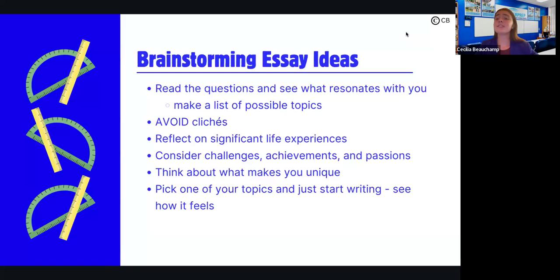Consider challenges, achievements, and passions. One of my friends wrote about dandelions and her gardening experience, and you might say, oh, that sounds boring, but it was such a beautiful essay because you could tell from the first sentence that she was incredibly passionate about it and loved doing it. So really, you can make any topic good if you really love it. Think about what makes you unique, right? If you have a really unique experience, if you were a lifeguard and you saved a life, that's a really unique experience, and they would love to hear about that.